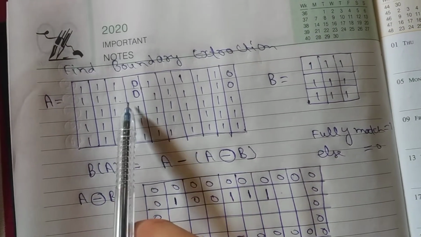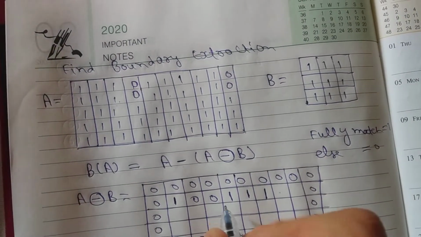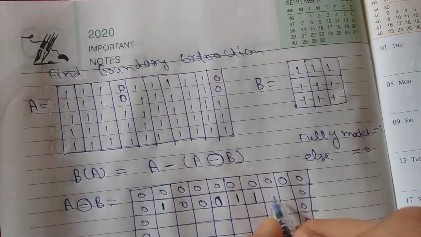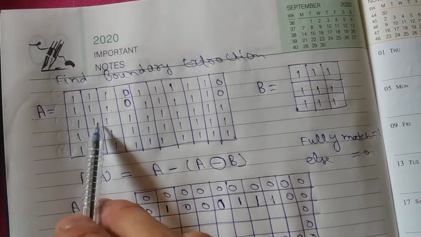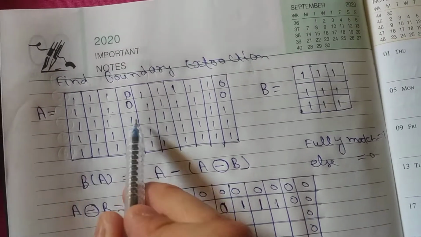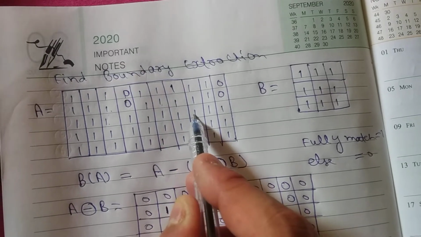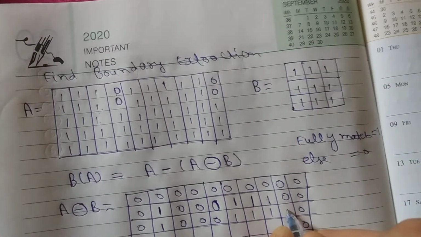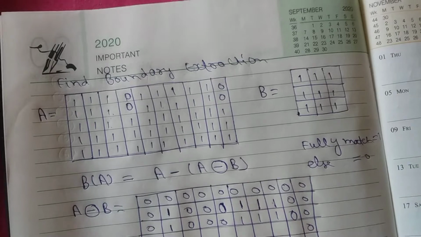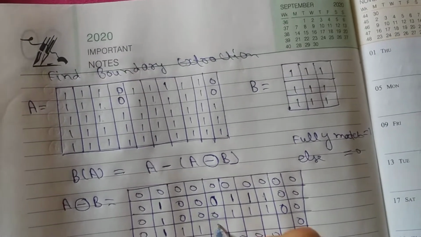So what are we writing? Here we are not getting a match, not a match, not a match. Here we are getting a match, a match, a match. Here also I'm getting a match, here I'm not getting a match, not a match. Here at this position I'm not getting a match, here I'm getting a match, here yes, here we are getting a match.